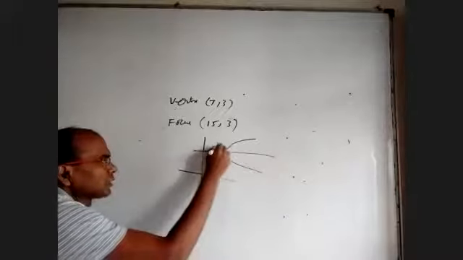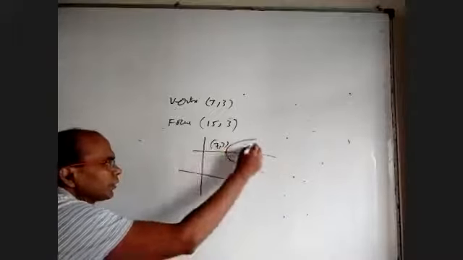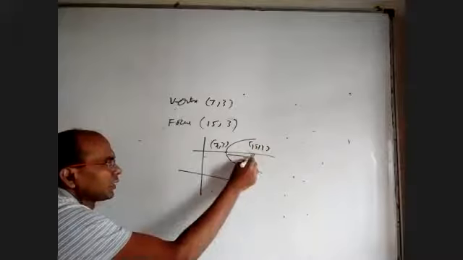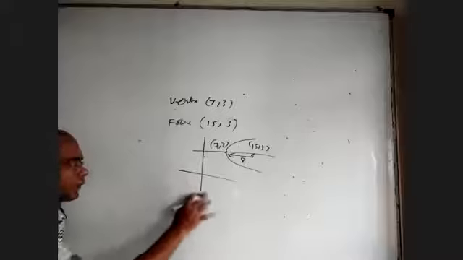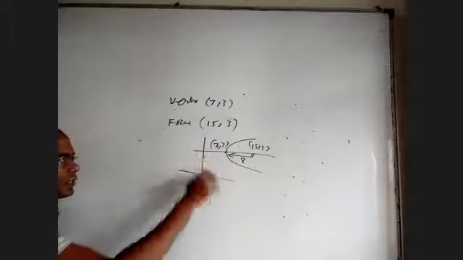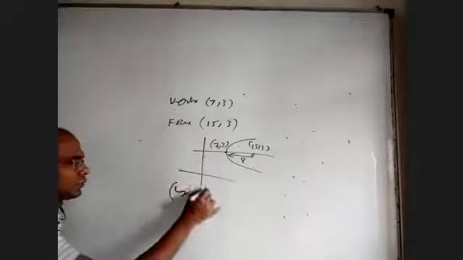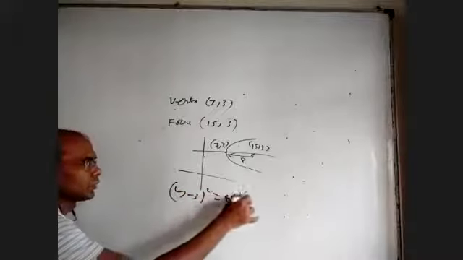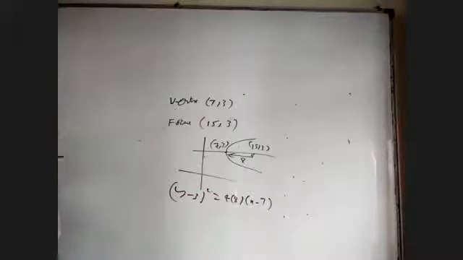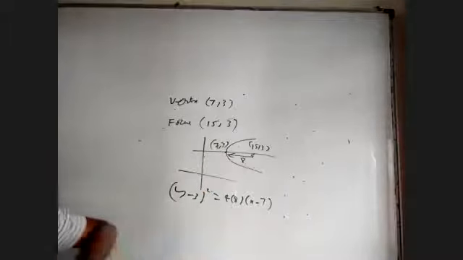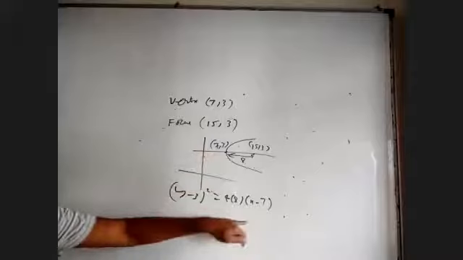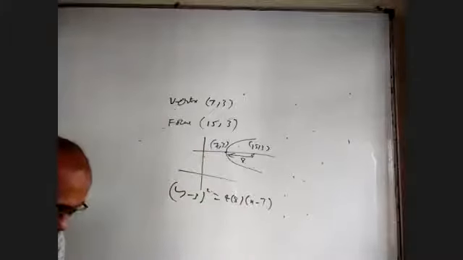This point is 7, 3. There's a point here 15, 3, and this is 8 units. That is your a value. And the axis is this horizontal line. So, y minus 3 whole square equal to 4 into 8 into x minus 7. Normally, y square is equal to 4ax, where a is 8. So that's why this is 8. And vertex is 7, 3. So here x minus 7 and here y minus 3. All right.